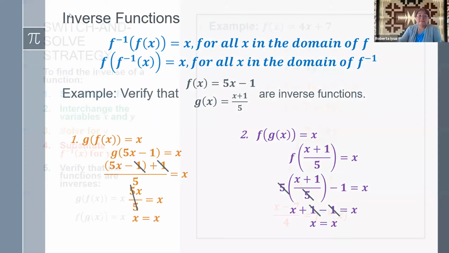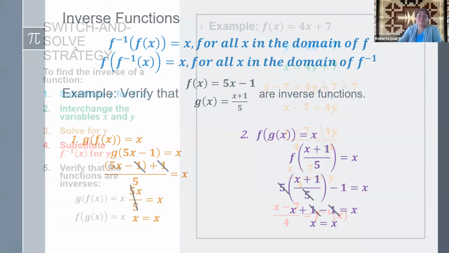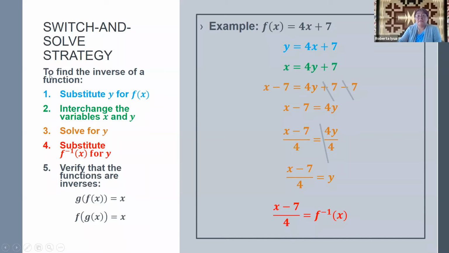Here are the steps for the switch and solve strategy. This is how you find the inverse of a function. One, you substitute y for f of x. Interchange your variables x and y. Solve for y, and then substitute f inverse of x for y. Then verify that the functions are inverses by going through your composites, g of f of x equal to x and f of g of x equal to x.